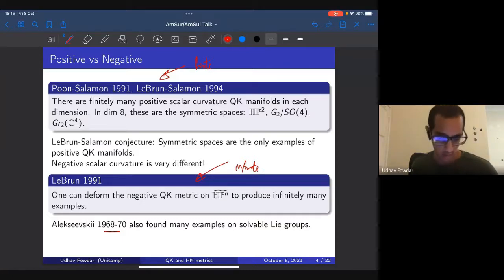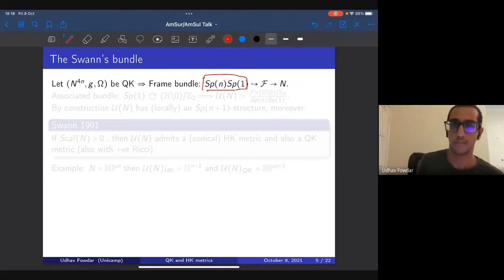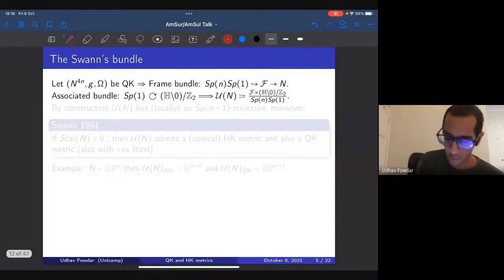Okay, so that's that. Now, a basic ingredient that goes with a Quaternion-Kähler manifold is a Swann bundle. So what is it? Suppose I give you a Quaternion-Kähler manifold, then you know that the holonomy group is contained inside Sp(n)·Sp(1). So this is the holonomy bundle. Now, you can construct associated bundles by looking at representations of the holonomy group. For instance, you could distinguish this Sp(1) inside Sp(n)·Sp(1) and look at representations of this factor.